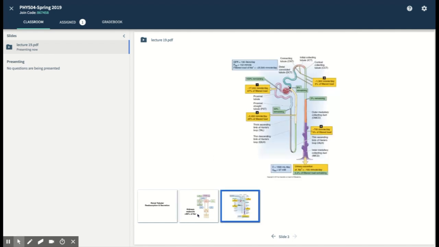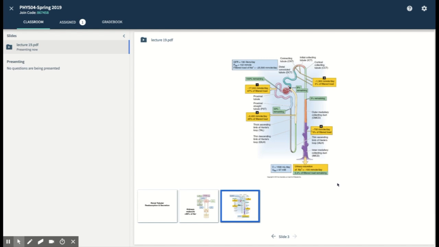All right, so when we look at this figure, it's from the Boron book. And what I really want to point out is it gives you the same numbers I have, the same numbers that they give you for each of the different segments. So up here in your proximal tubule, you have about 2/3 of the total filtered load. Now, that's not all sodium in your body, it's just a percentage of the amount that's filtered.